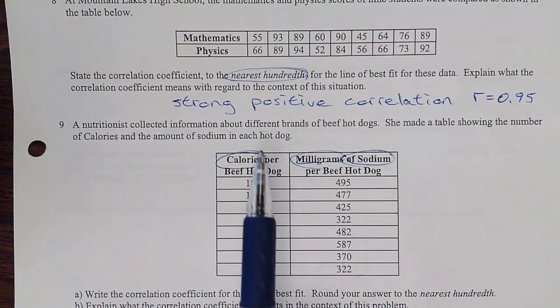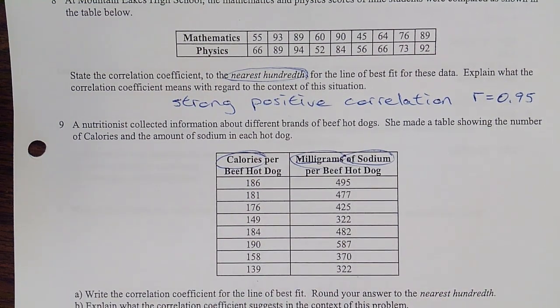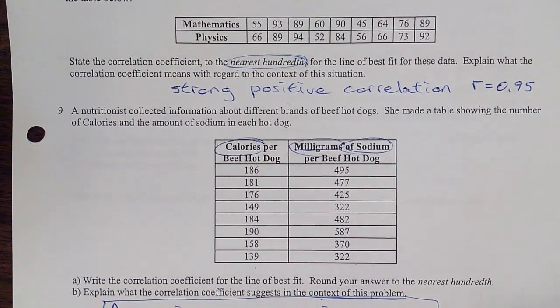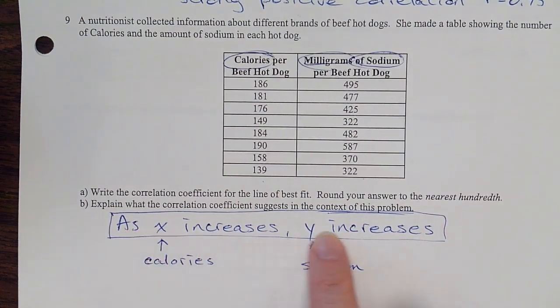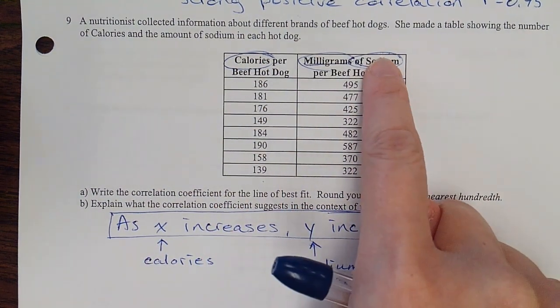Okay, and then this one, number 9. Calories per hot dog and sodium per hot dog. So Harry, do you think there's a relation between the calories in a hot dog and the amount of sodium in them? Yes. So that's what you would say. When you plot these, you would always write it as x increases, what happens to the y? Right? And so in this case, you would say as calories, this is your x, right? So as calories increase, sodium increases.